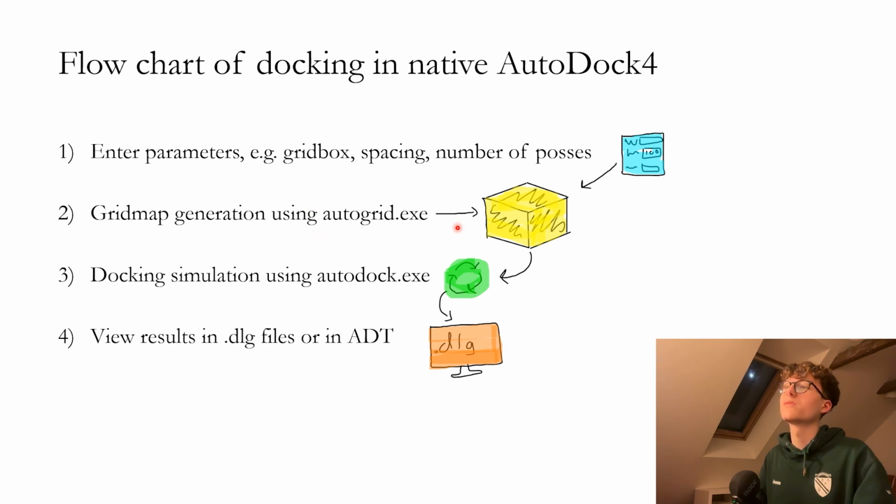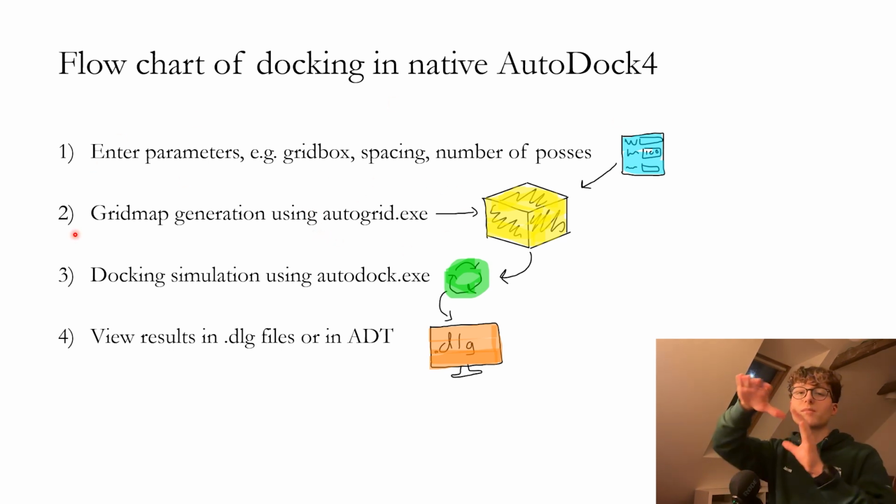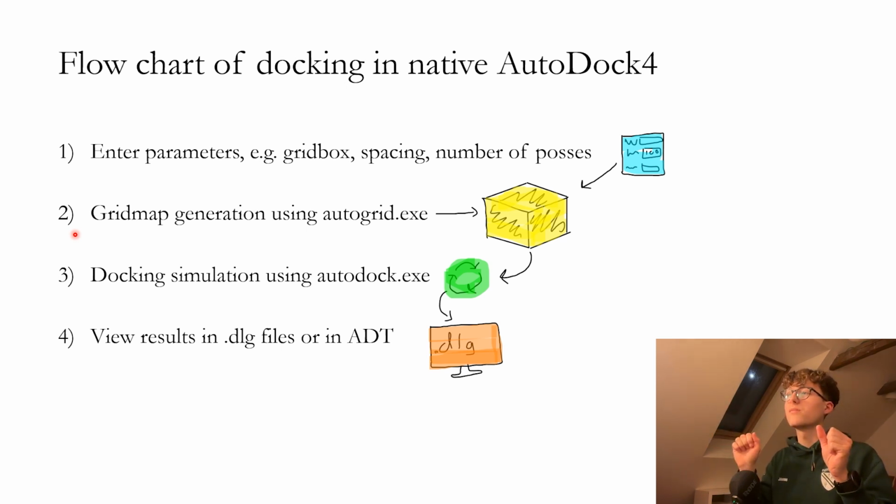And AutoGrid will use your information right here, and it'll generate data that represents a 3-dimensional cube of atoms and individual charges that are necessary for the docking to run. And then using AutoDock.exe, you can run the actual docking simulation, which is the main part of AutoDock 4, of course. And then number 4, you get DLG files.